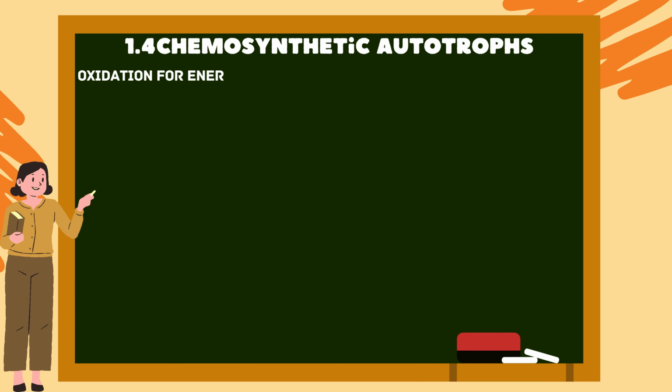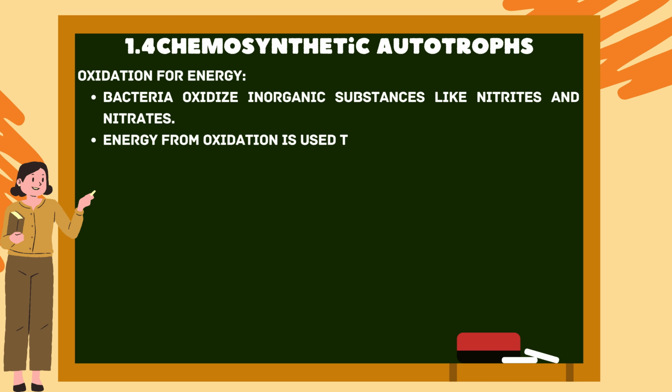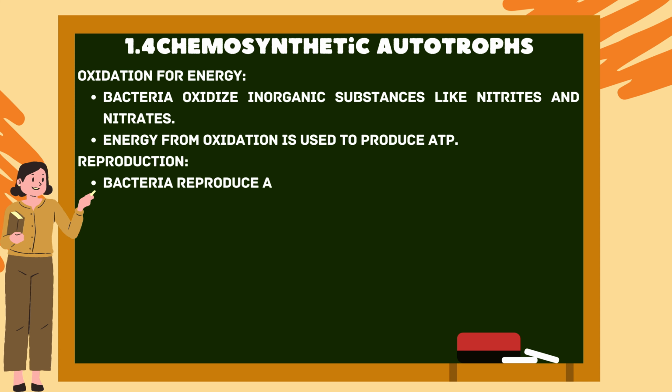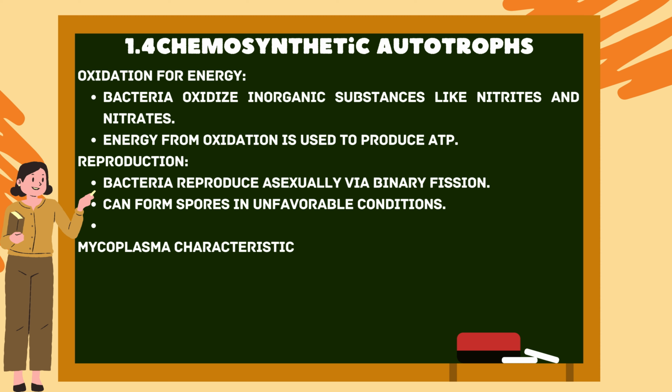Chemosynthetic autotrophs. These bacteria can oxidize certain inorganic substances such as nitrates. The energy which is released during the process of oxidation is used in production of ATP. Bacteria can reproduce asexually by a process called binary fission. They can also reproduce through spores if the situation is not favorable.